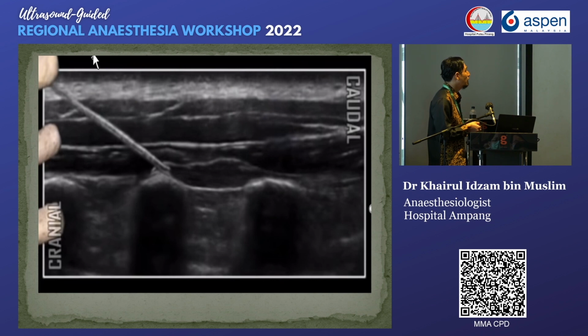Once we reach the plane between the transverse process and erector spinae muscles, there will be LA deposited above the transverse process. And once we stop injecting, there will be a pumping effect. The space will collapse.